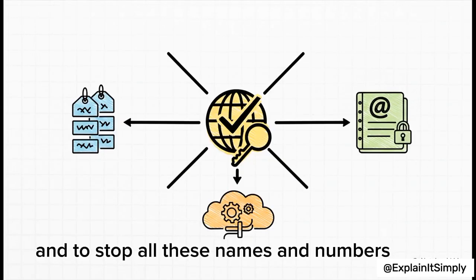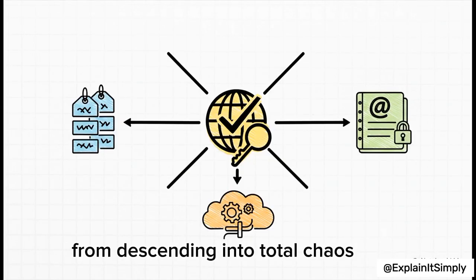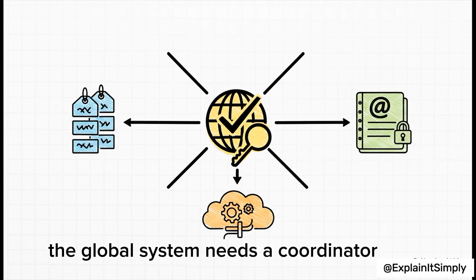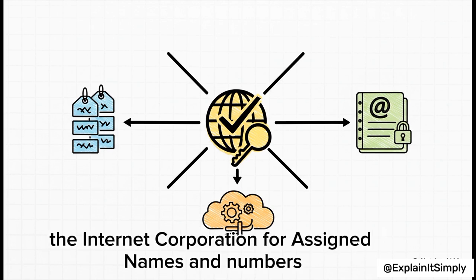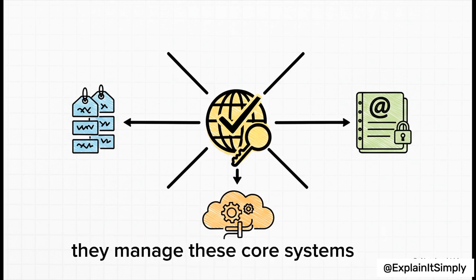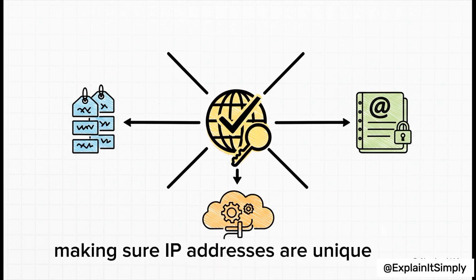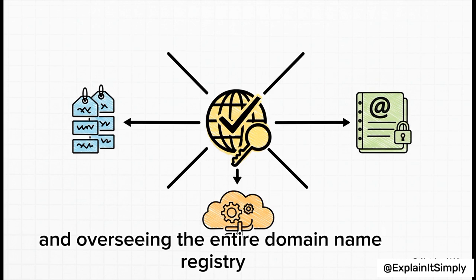And to stop all these names and numbers from descending into total chaos, the global system needs a coordinator. That's the role of an organization called ICANN, the Internet Corporation for Assigned Names and Numbers. They manage these core systems, making sure IP addresses are unique and overseeing the entire domain name registry to keep it all running smoothly.